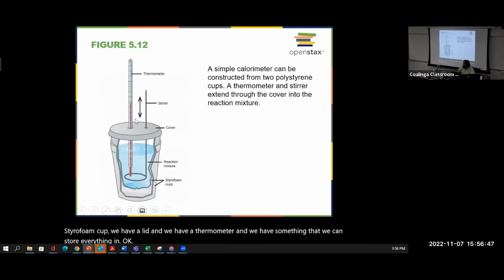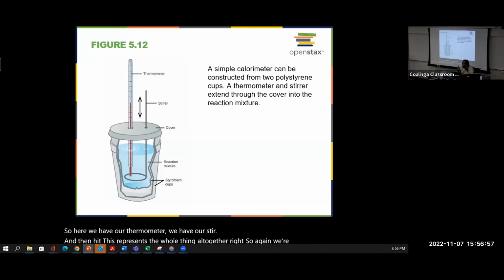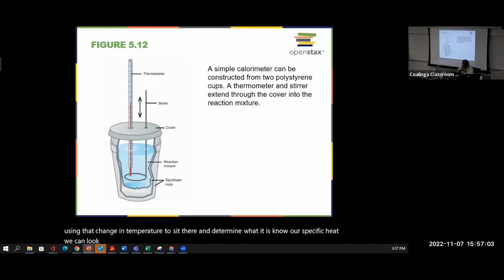So this is an example. Here we have our thermometer, we have our stir, and then this represents the whole thing altogether. Again, we're just going to be using that change of temperature to determine what it is. We know our specific heat, we can look that up on the table, and so we're just looking at where the temperature starts and where the temperature ends.